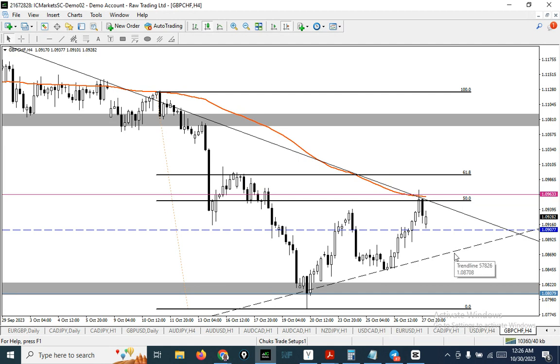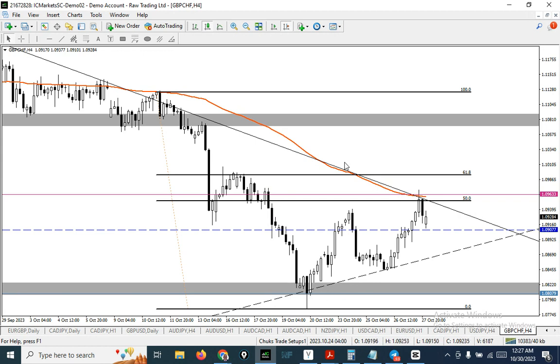All right, so what are my confluence factors? I have a bearish engulfing candlestick pattern. I have price at 50% Fibonacci level. I have price at 100 moving average dynamic resistance. Okay, so these are my confluence factors.